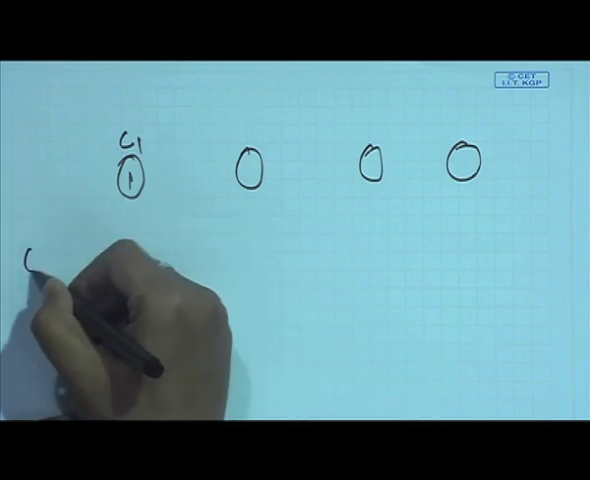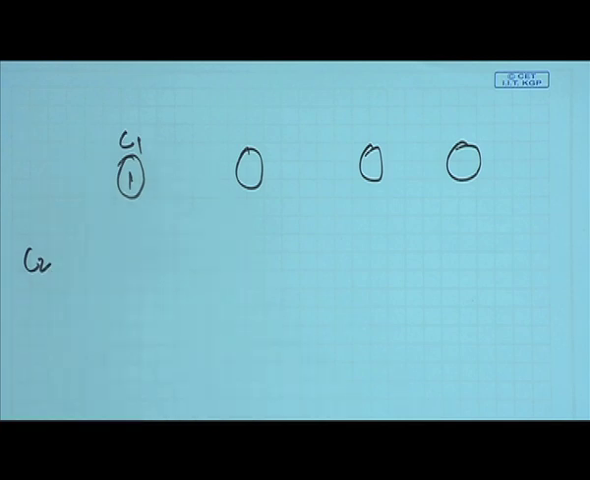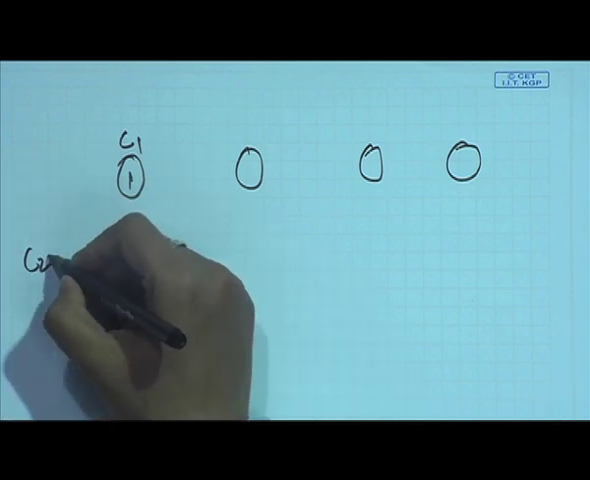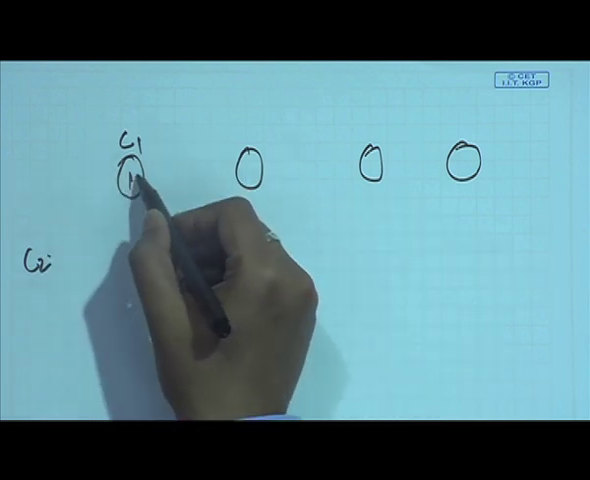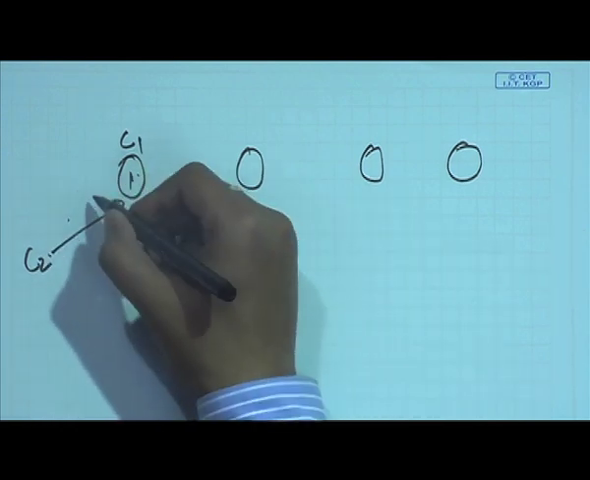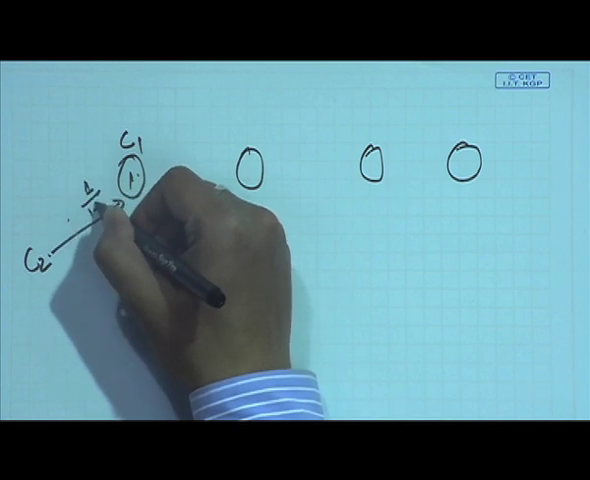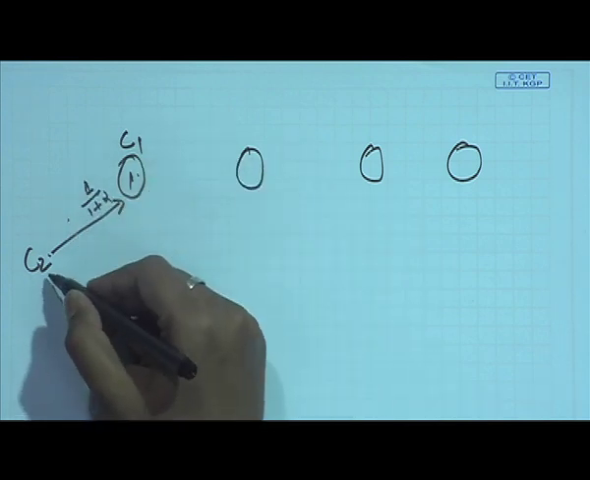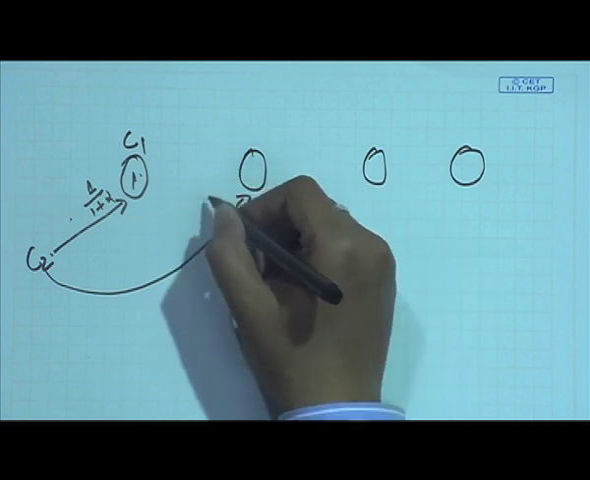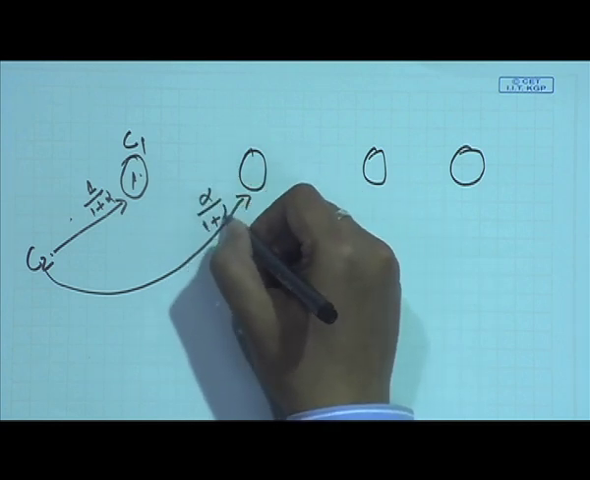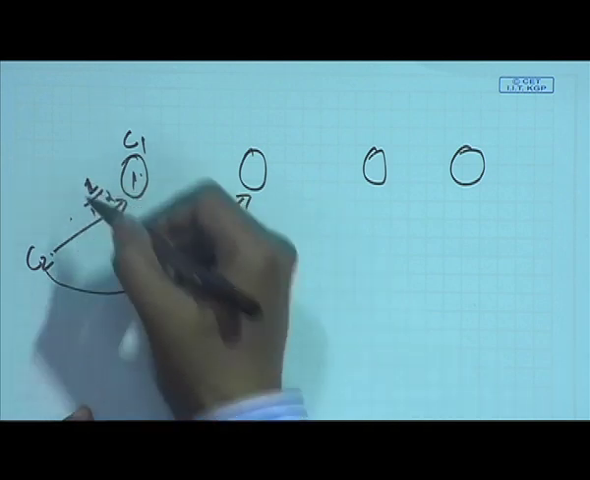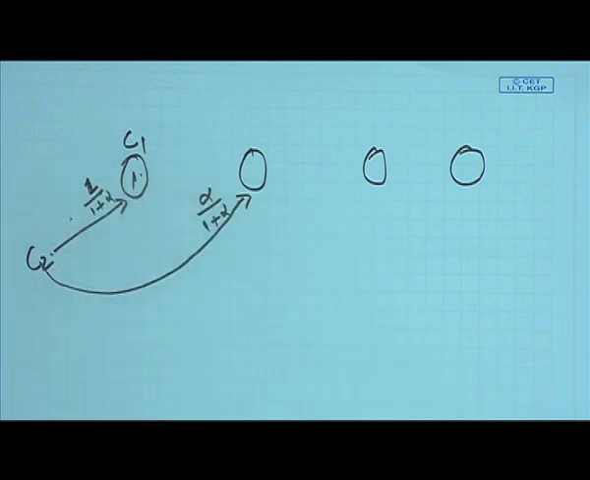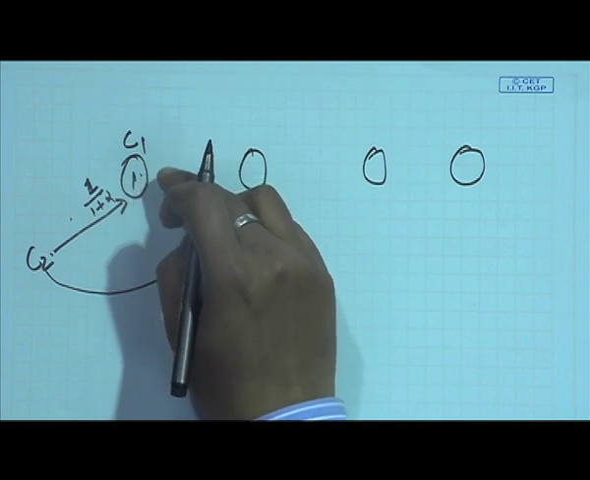Now customer 2 comes in. The idea is that customer 2 sits on table 1 with a probability 1 divided by 1 plus alpha, and sits on a new table with a probability alpha divided by 1 plus alpha. You can see it adds up to 1. So it can sit at either table 1 or table 2.